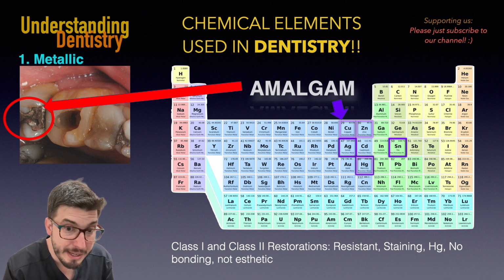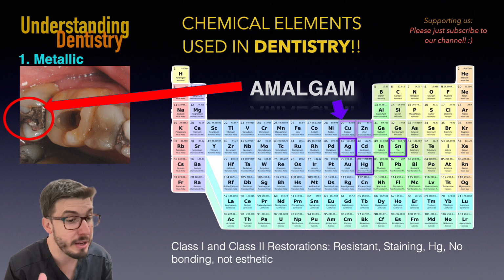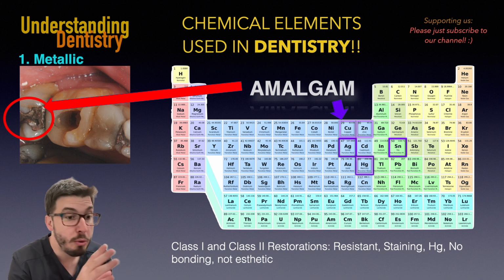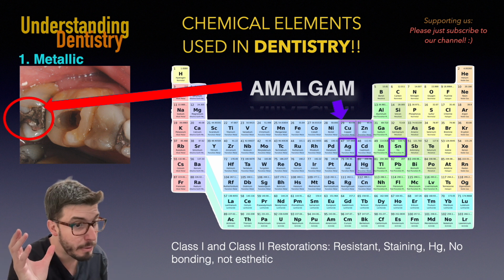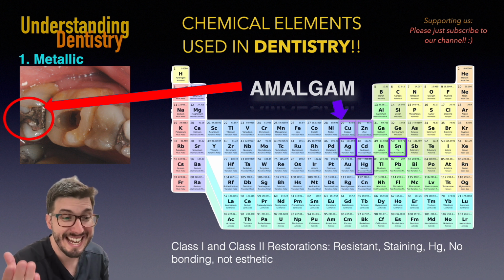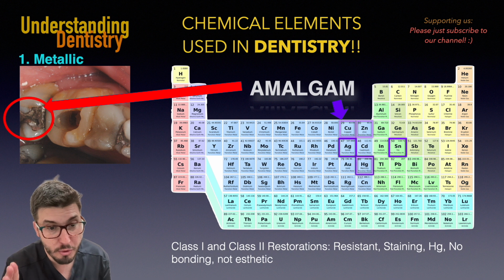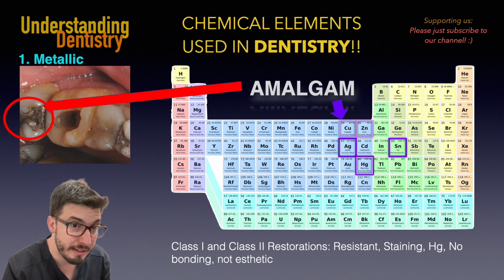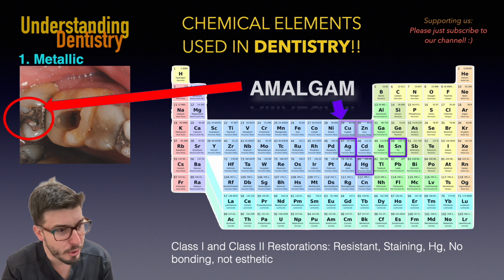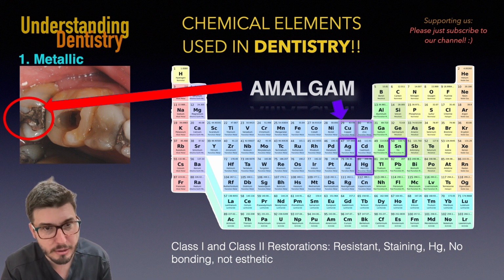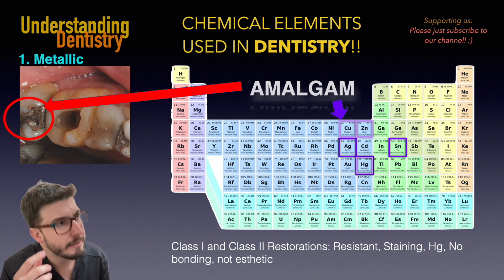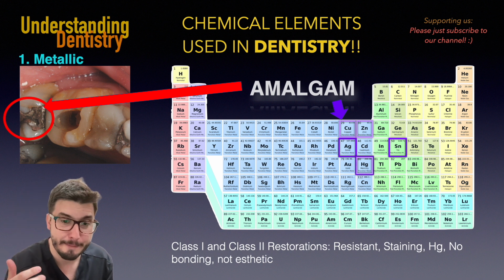We need to be careful because there is mercury in the composition, and that's of course not healthy. We already know about this. There is no bonding, and that's why you need to do a very nice preparation on the tooth to have mechanical adaptation, because there is no bonding from the amalgam on the tooth, and of course it's not a static material. So those are important disadvantages or drawbacks of amalgam. That's why several clinics are using it less and less.